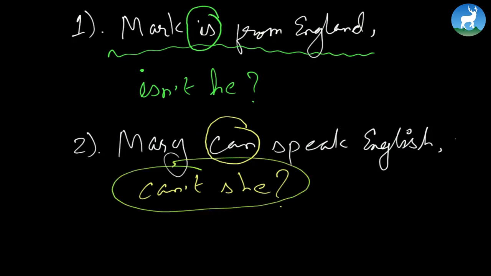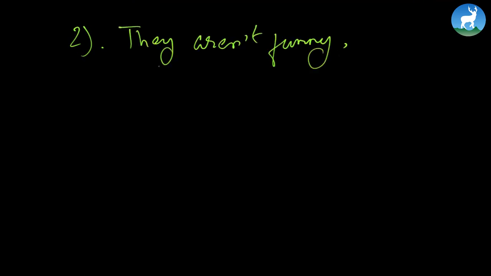Now let's go with the second rule: if the statement is negative, we always have a positive question tag. For instance, let's say "They aren't funny." It's a negative statement in itself. Keeping the auxiliary in mind, if the statement is negative, the question tag will be positive. So that would be, "They aren't funny, are they?"